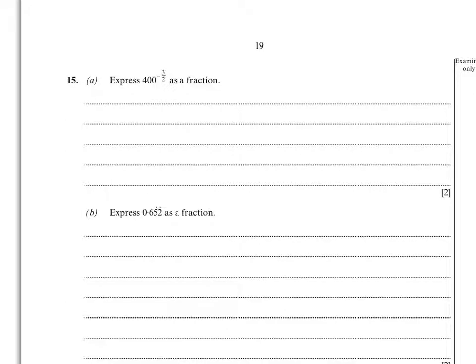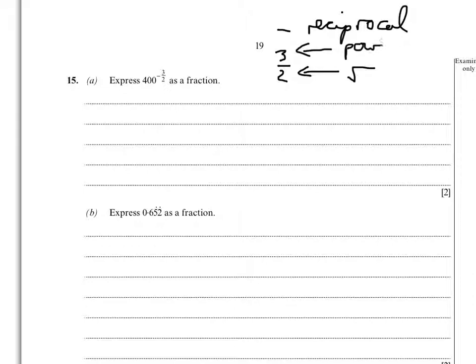Question 15 part A is to do with our indice rules. So we've got a negative indice, which means we find the reciprocal of our number. In other words, we flip it upside down. Then we've got a 2 at the bottom of our fraction, so if I write our fractional power here, we know that the number on the bottom means what root we find, so we're finding the square root here, and the number at the top is what power we raise it to, so we're looking for a power of 3.